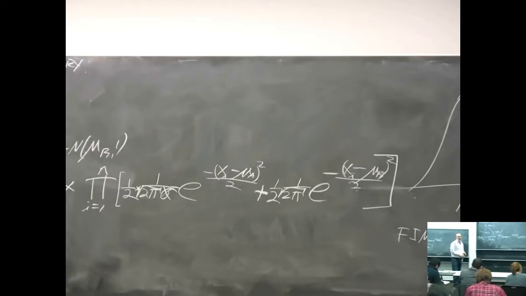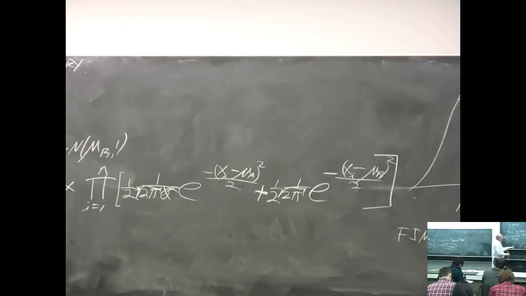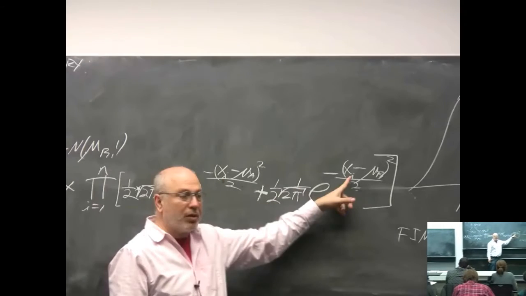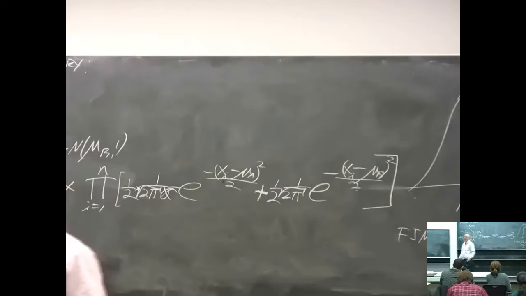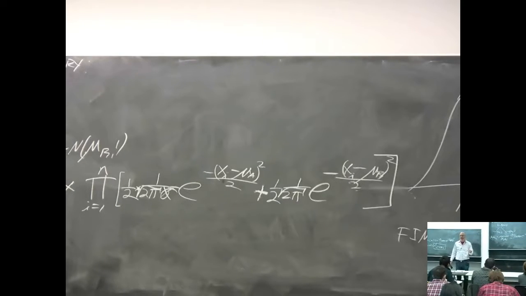So now I have a well-defined maximization problem. Find the values. The xi are fixed. Remember, they are our data. They're fixed, whatever they are. There are two things that can vary here, mu A and mu B. And I need to find the value of both of them that maximizes this expression.